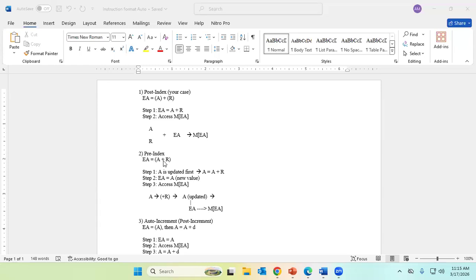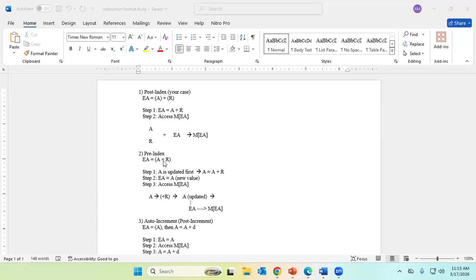Pre-index means add A plus R first, and then take the memory address at that and use it. The steps for that are: A is updated first. So A is equal to A plus R. You can use any other value, guys. You can say, for example, B equals A plus R, and the effective address is in B. We don't care, but this is how they do it.